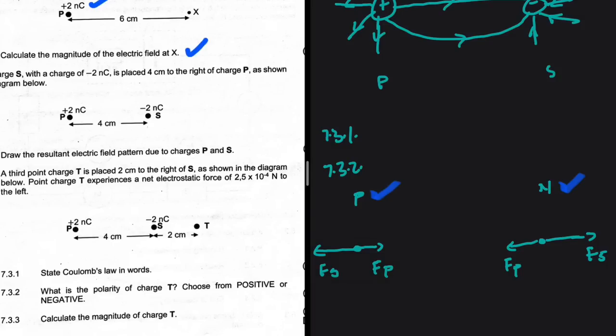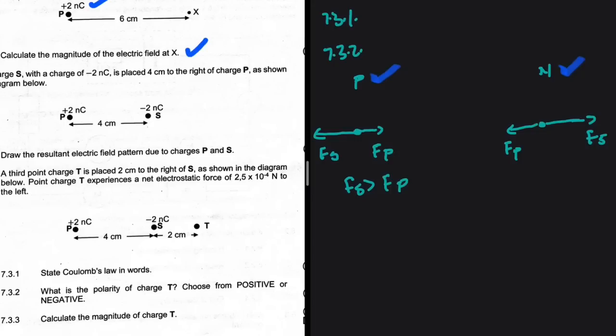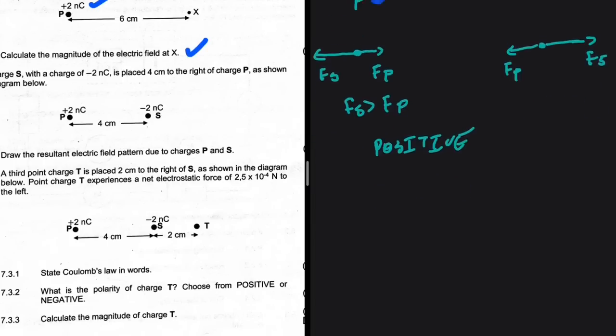We know that the net electric force is to the left, right? So it means that at T we have a positive charge, because the resultant is to the left when T is positive. As you can clearly see here, Fs would be greater than Fp. So it is easy to see that at point T we should have a positive charge, right? Because if it is positive, then the net electric force will be to the left.